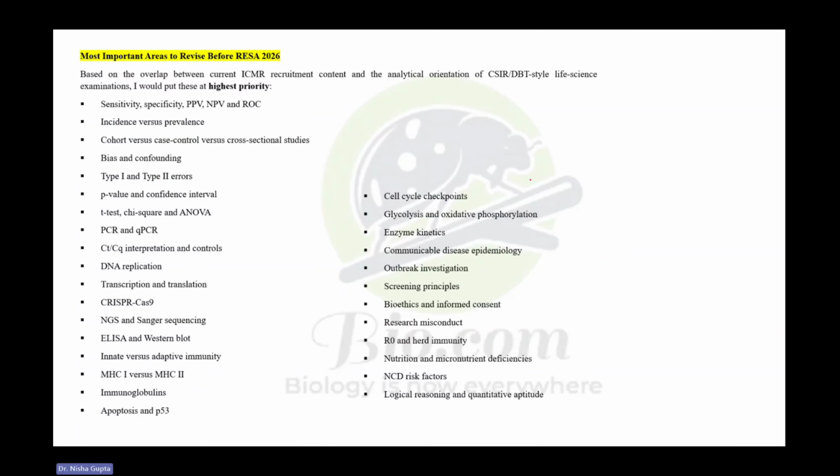So in the morning, since it was a holiday, I was compiling some of the important topics from different examinations, right? Recruitment examinations conducted by ICMR, CSIR, DBT, and other organizing bodies. I would put these at highest priority, from the research methodology part, or you can say the first 100 questions.